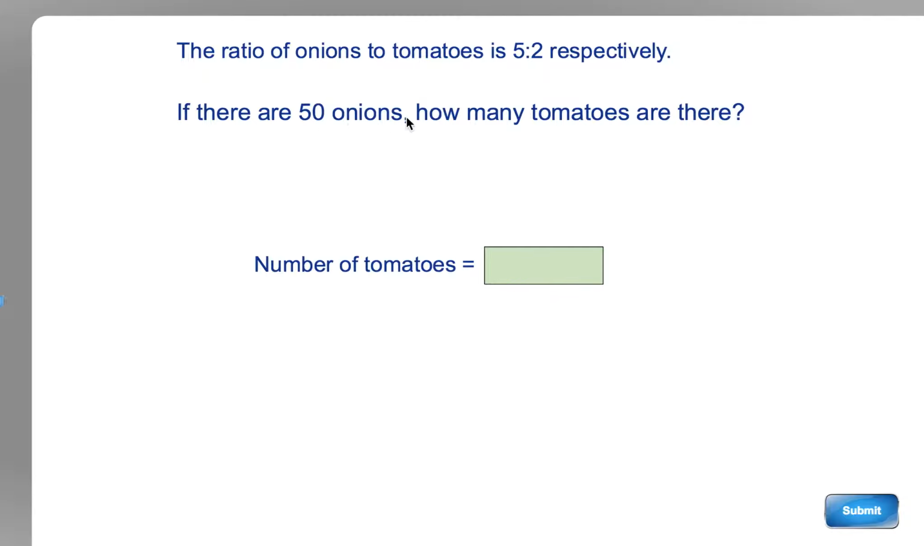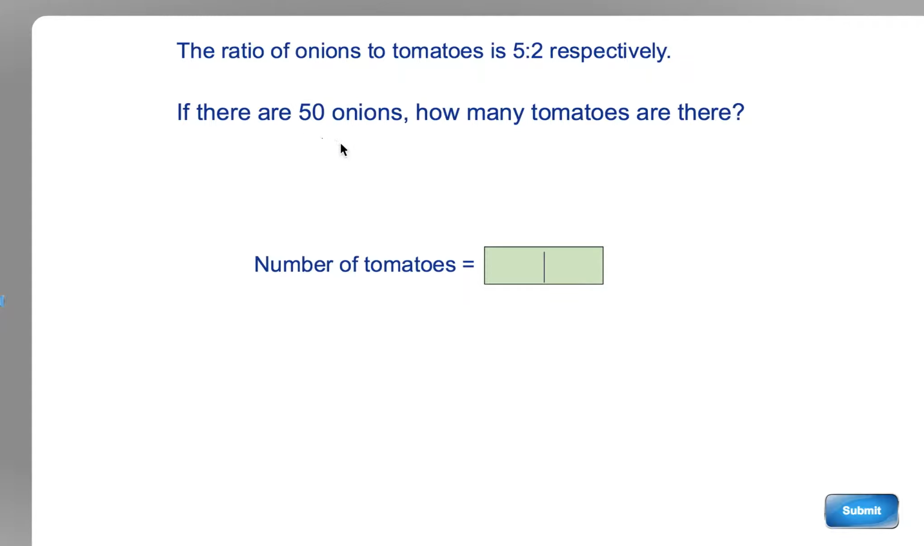If you've got 50 onions, how many tomatoes would you have? So this is where you have to use a bit of proportions or fractions thinking. If you've got 50 on this side, how many are you going to have on this side? Well, every 5 you get 2. So after 5 you've got 2 tomatoes. With 10 onions you've got 4. With 15 onions you've got 6. With 20 onions you'll have 8.